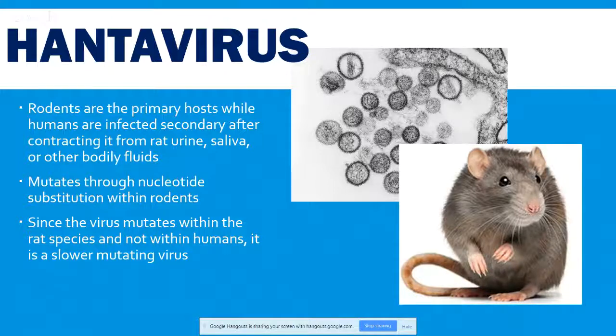It mutates through rodents and person to person. So every time it gets passed to a person, it will change its genome, so that when we try to vaccinate for it, it is impossible to find the right source for the vaccination.